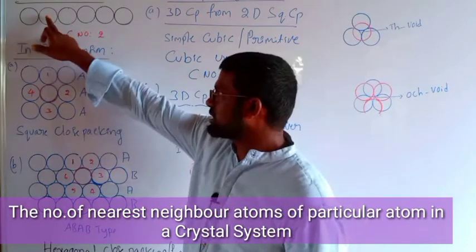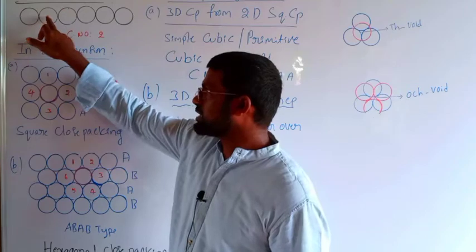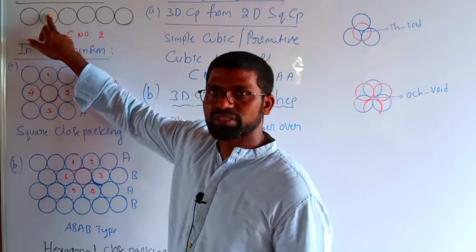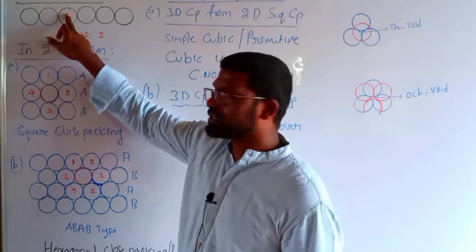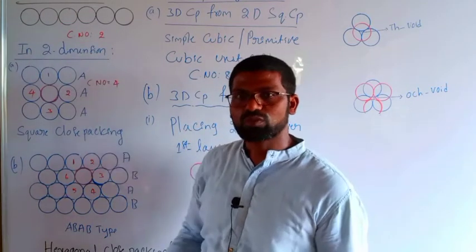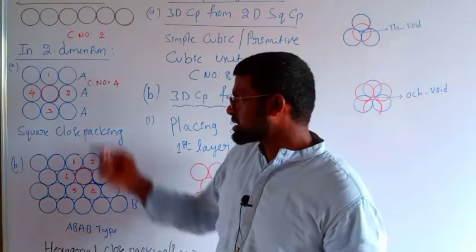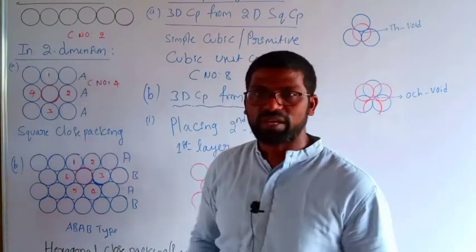Here if you consider this sphere, it is in contact with 2 other spheres, so its coordination number is 2. You take this sphere, it is also in contact with 2 other spheres, so its coordination number is 2. Simply, in 1 dimension the coordination number is 2. Next let us move on to the 2-dimensional pattern of arrangement.